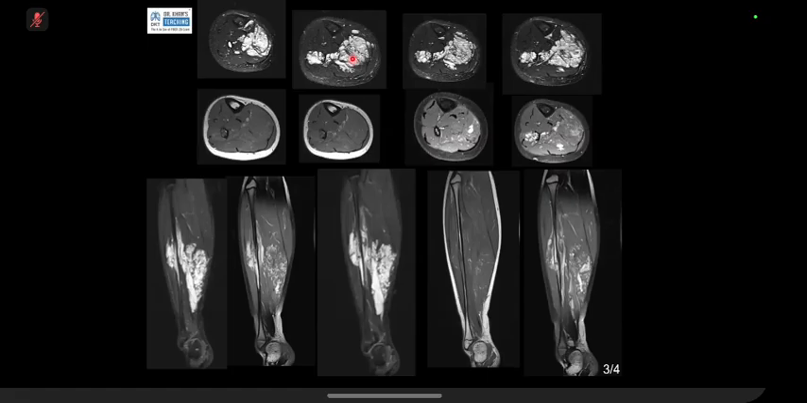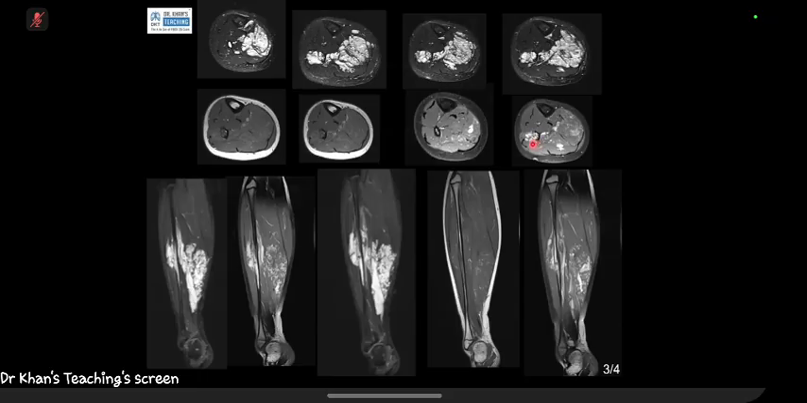So on STIR sequence, you can see these thick vessels, and there can be fluid levels also in the bigger ones. When you check for a T1 weighted sequence, you can see that there can be high signal, there will be enhancement. Look carefully at the fibula. So this is the fibula, and you can see how it is sort of infiltrating. So it's a benign entity, but it can do that. It is infiltrating into the fibula.